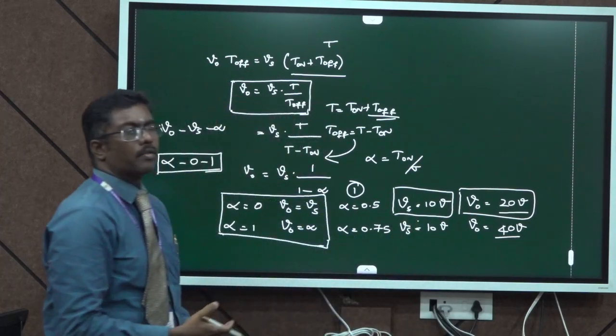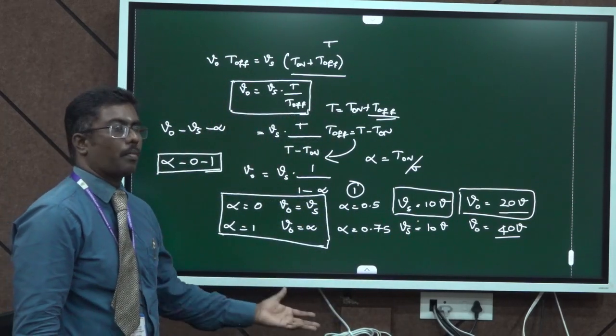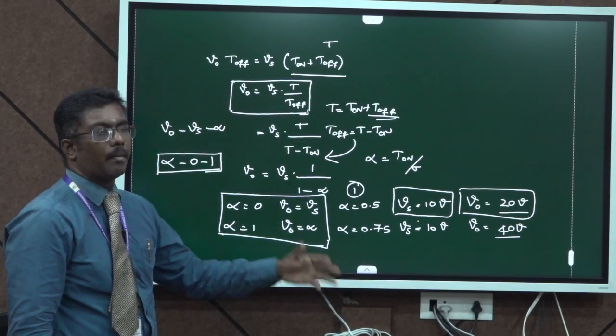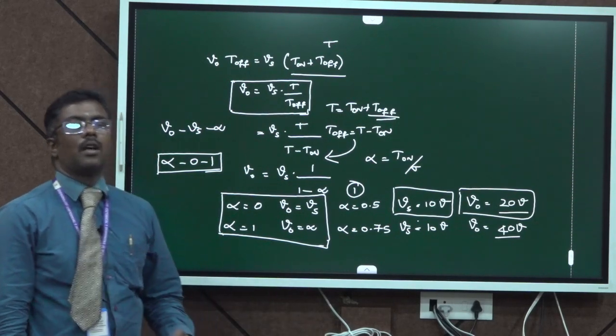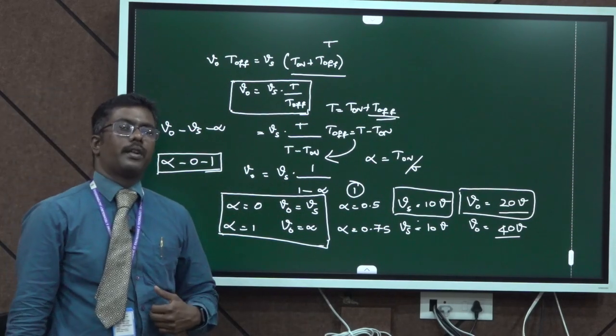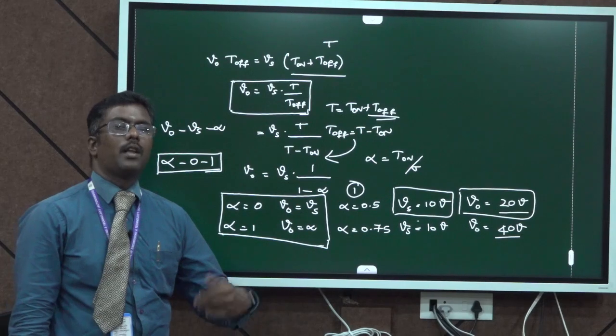So, this type of circuit is a step up chopper, where the output voltage is greater than the input, whereas in a step down chopper the output voltage is less than the input voltage.